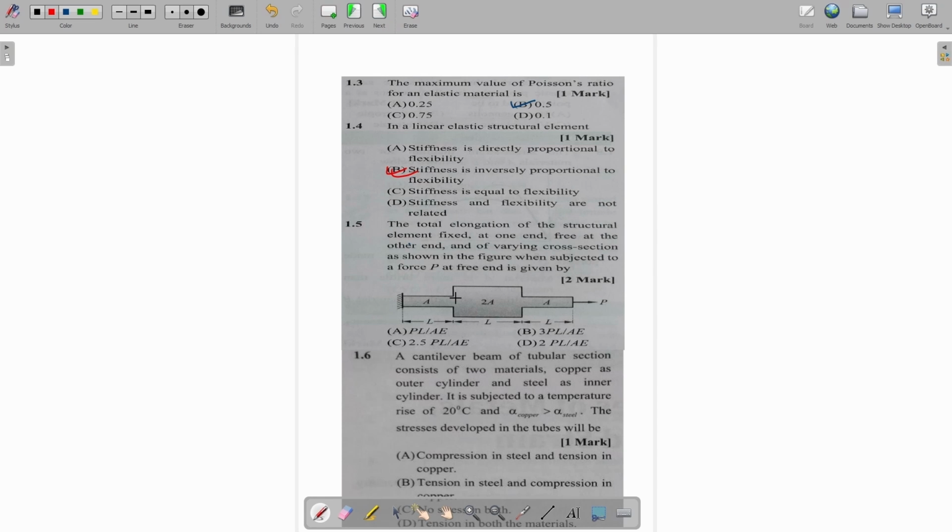Now moving on to the next question. It is not a theory question, but a mathematical problem. What is given here? The total elongation of the structural element fixed at one end and free at the other end, and of varying cross section, is shown in the figure. Now this is a structural element of varying cross section. Here the cross section is A, after that 2A. Then again after length L it changes to A again.